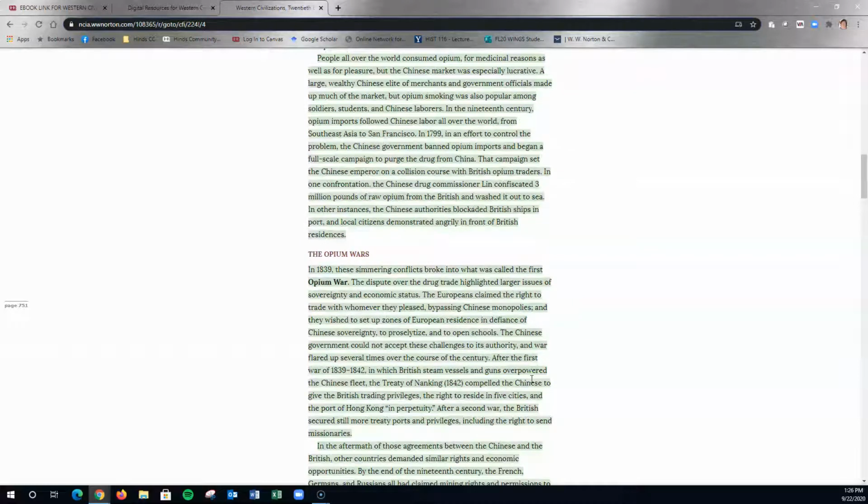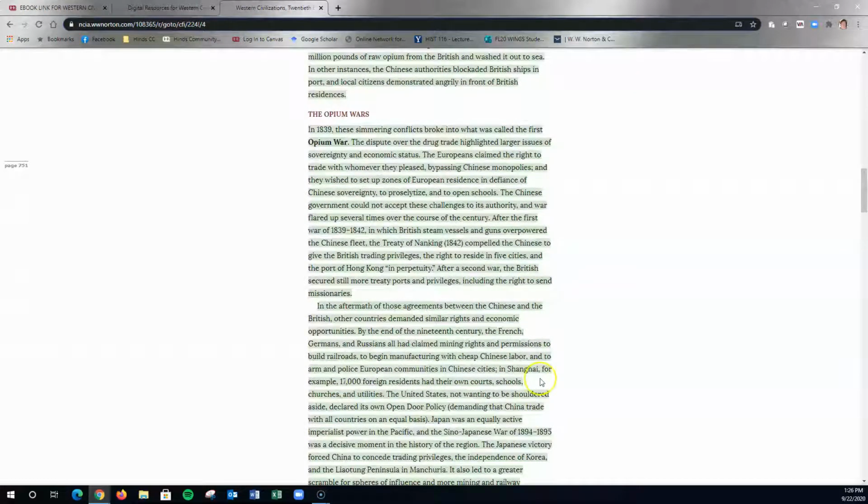The Manchu government, the government that's in place in China at that time, does terribly in the war. And one of the most important consequences is that the Chinese government will have to sign the Treaty of Nanking, which gives the British trading privileges, the right to reside in five major cities, and gives Britain the port of Hong Kong in perpetuity. The British give it back in the year 2000. So it remains a British province essentially from 1842 into the year 2000.